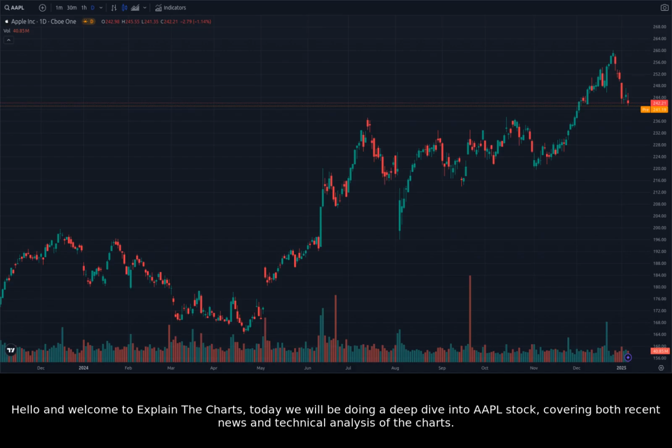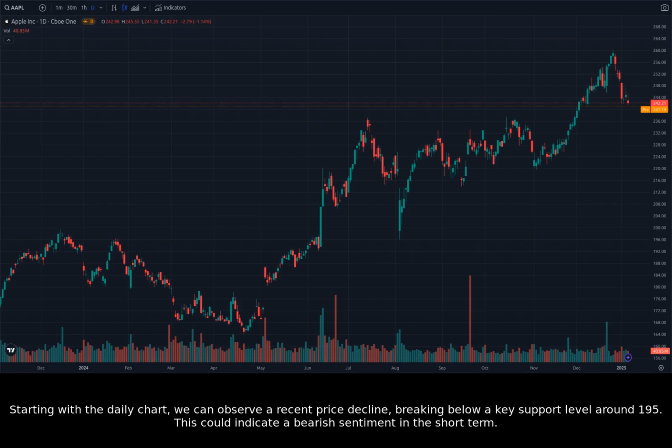Today we will be doing a deep dive into Apple stock, covering both recent news and technical analysis of the charts. Starting with the daily chart, we can observe a recent price decline, breaking below a key support level around 195. This could indicate a bearish sentiment in the short term.